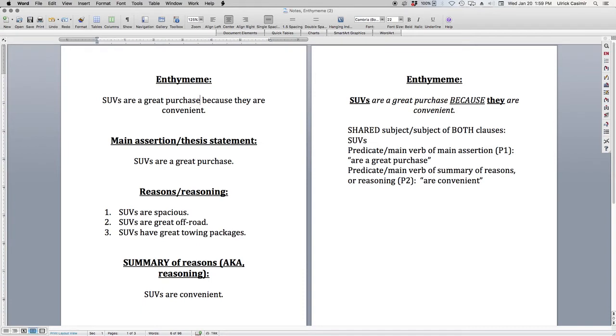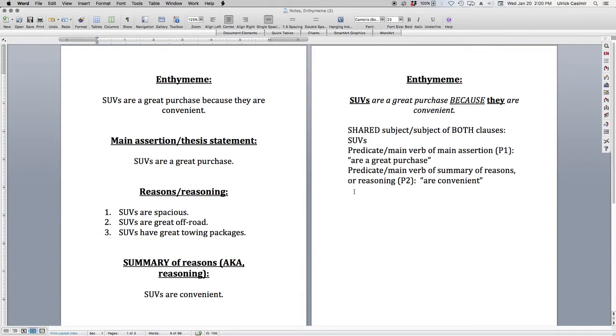So the main assertion, the thesis statement of this argument, is SUVs are a great purchase. Why are they a great purchase? Well, because, right? SUVs are spacious, SUVs are great off-road, and SUVs have great towing packages. Now, reasons are one thing, but making sure that your reasons have something to do with one another is quite another thing. In other words, anyone can come up with a bunch of reasons why something is true, but it takes a bit of skill in thinking and analysis and critical thinking to come up with reasoning why something is true.